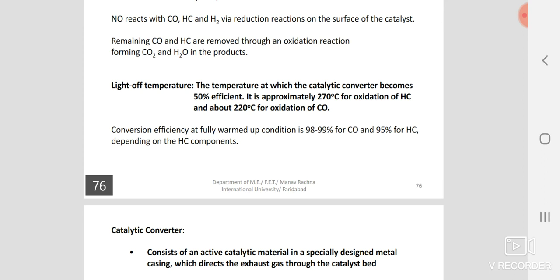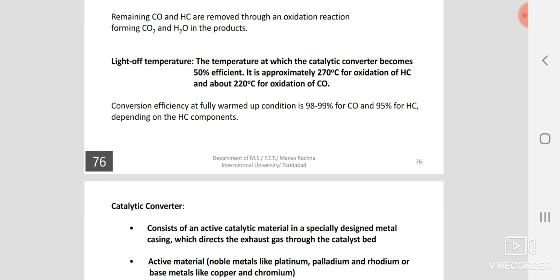Conversion efficiency at fully warmed up condition is 98 to 99% for carbon monoxide and 95% for hydrocarbon, depending on hydrocarbon components. It's around 98 to 99% carbon monoxide conversion efficiency. See, the conversion efficiency is so high. For carbon monoxide, it is nearly 100%. That means it converts almost all the carbon monoxide into carbon dioxide. And 95% for hydrocarbon means a lot of water is produced out of hydrocarbon.